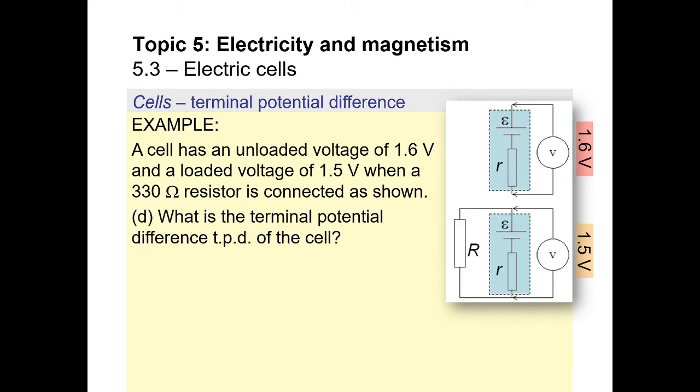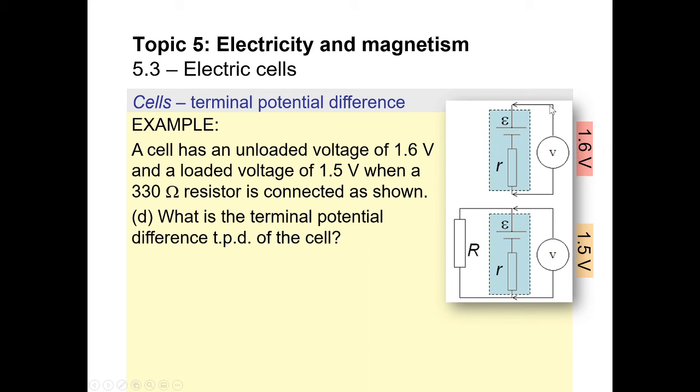Part D, what is the terminal potential difference of the cell? All right, so terminal potential difference just means how much voltage, or what is the potential difference, that is actually coming from the cell overall. So how much voltage is coming from that blue rectangular box, right? Well, there's two answers here, so we have to be very careful how we word this.